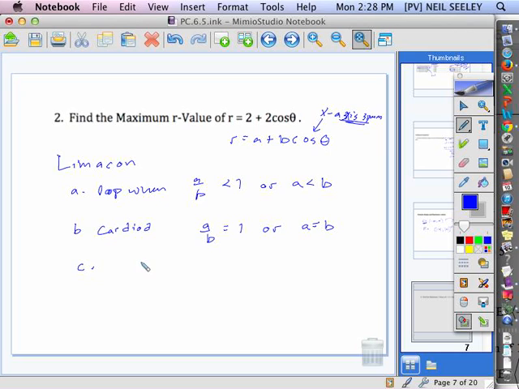Now this one's a little more detailed. You had a dimpled limaçon. It's less dramatic, it's not the cusp you get from the cardioid at the origin. By the way, I'm going to put in here touches origin. That's important because a cardioid does and a dimpled limaçon does not. So, does not touch origin.